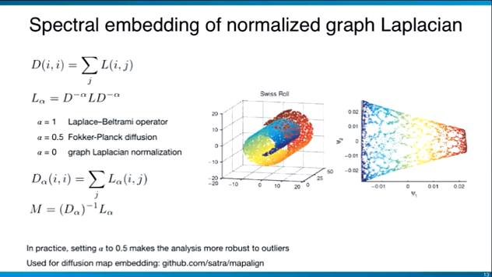In practice, setting the alpha value here, the normalization value, to an exponent of 0.5 makes this more robust to outliers, and this is what we've been doing in my group with diffusion map embedding. The code link for that is presented at the bottom. It's also available at the end. Okay, so that's one of the critical steps. We're not doing this on the connectivity graph, we're doing it on the graph Laplacian.